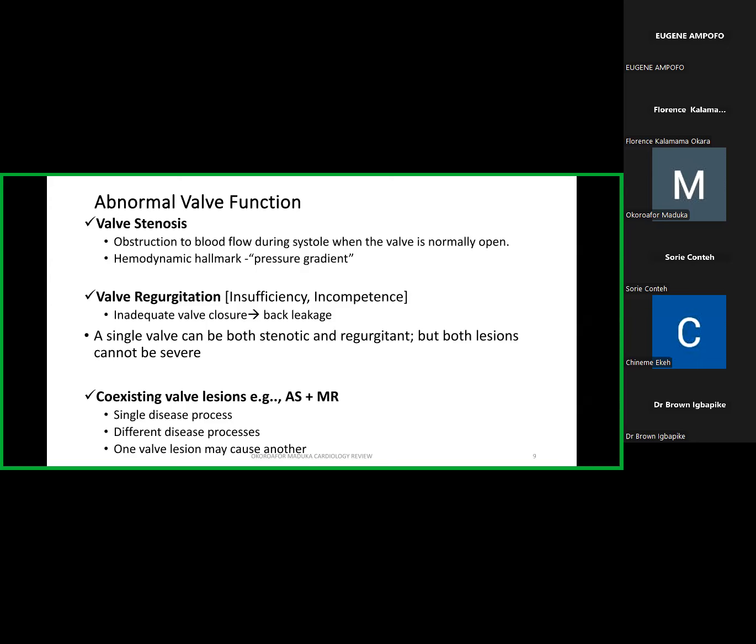So abnormal valve function could be stenotic, it could be regurgitant, and usually a single valve can have both stenosis and regurgitation, but both lesions are said never to be severe at the same time. So coexisting valve lesions, when you have aortic stenosis and mitral regurgitation, could be from a single disease process. It could be from different disease processes. One valve lesion may also be a cause of another.